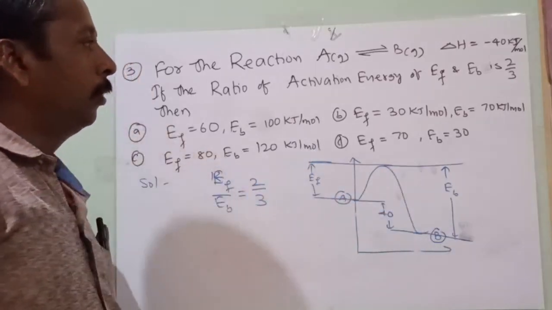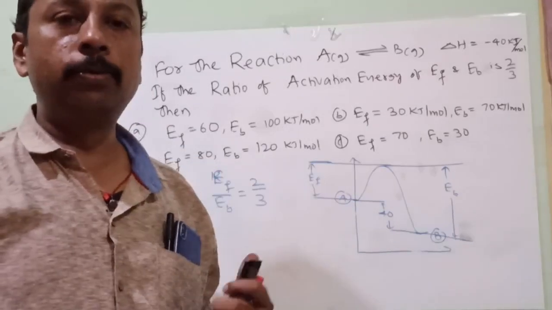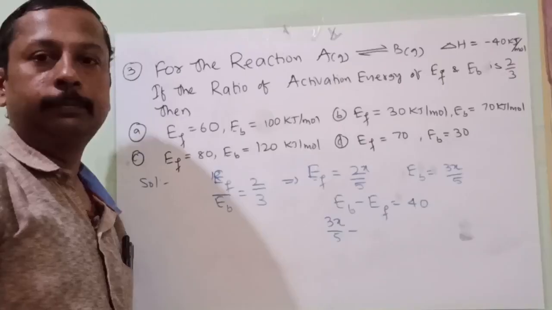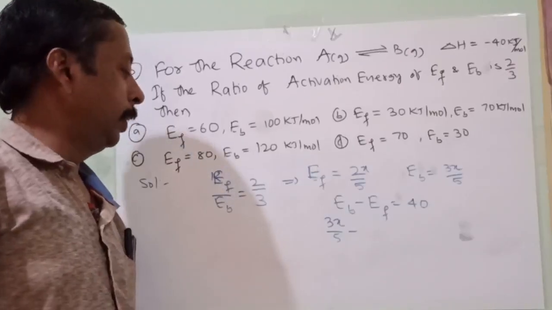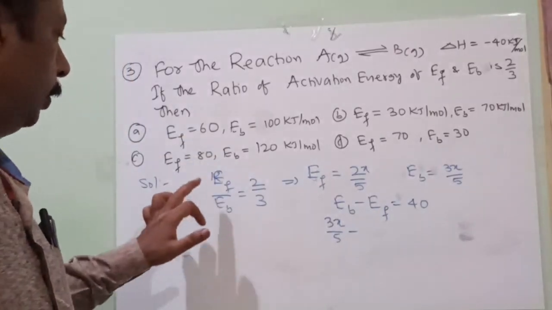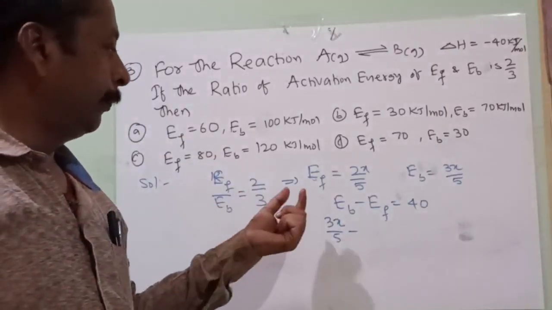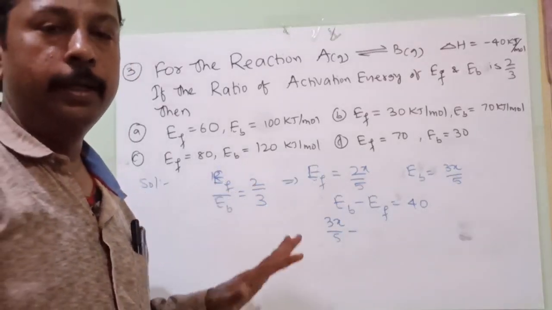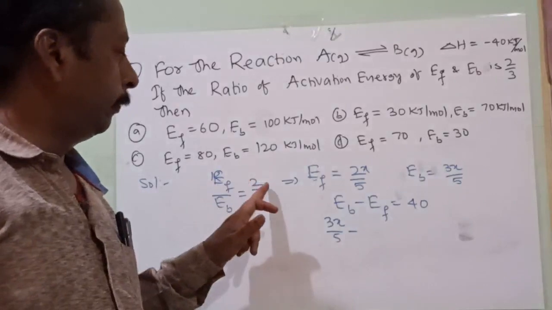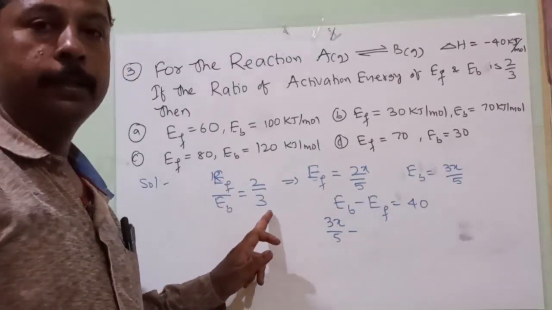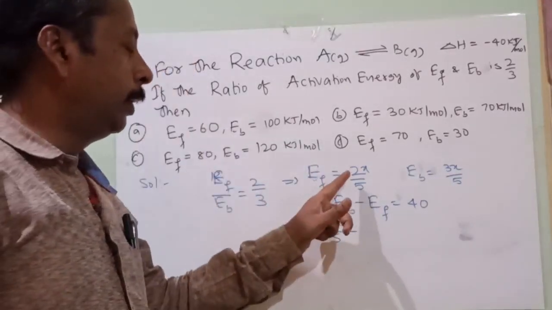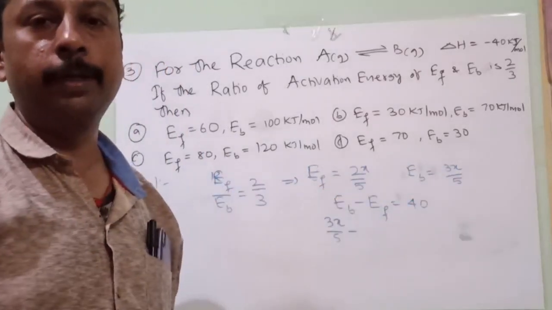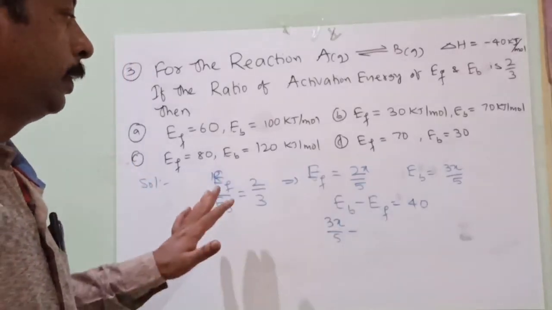Okay, so now you can try. If you are not able to do it, then I am going to explain. Try it. Now listen to my solution. So EF by EB is equal to 2/3. Now I am taking some multiple of x, because it is a ratio. So EF will be 2x and EB will be 3x. So EF is equal to 2x by 5 and EB will be 3x by 5. Is it understood? Because this is a ratio.